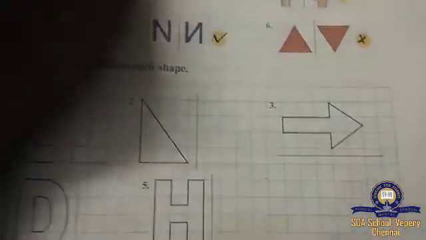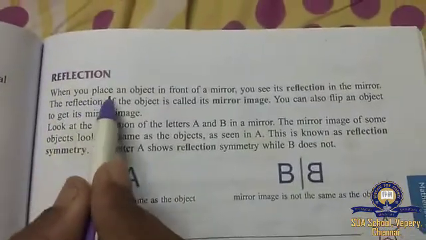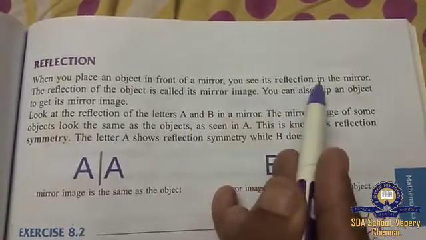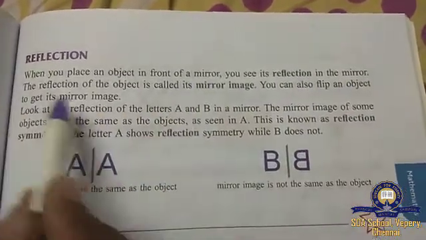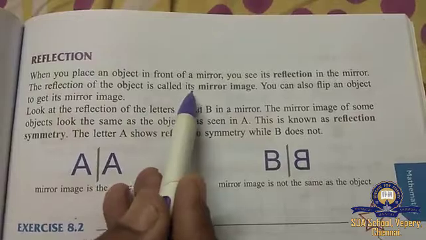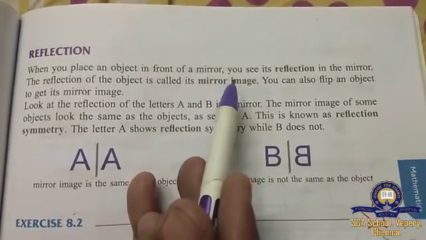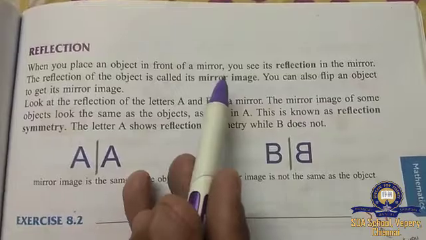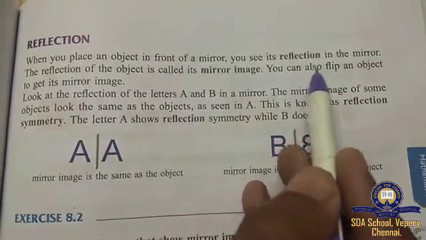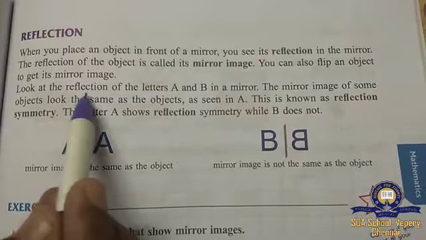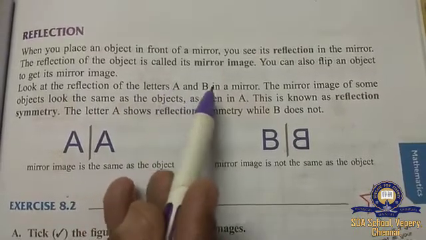And see, I will read out here. When you place an object in front of a mirror, you see its reflection in the mirror. The reflection of the object is called its mirror image. Okay, children, you have to keep the image and check it in the mirror. You can also flip an object to get its mirror image. Look at the reflection of the letters A and B in a mirror.